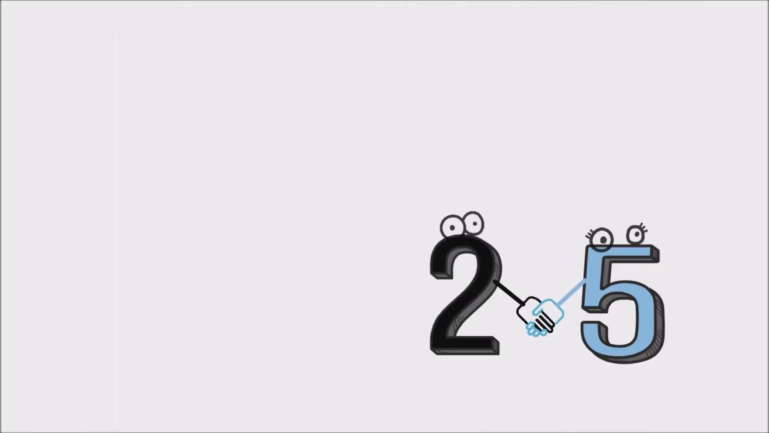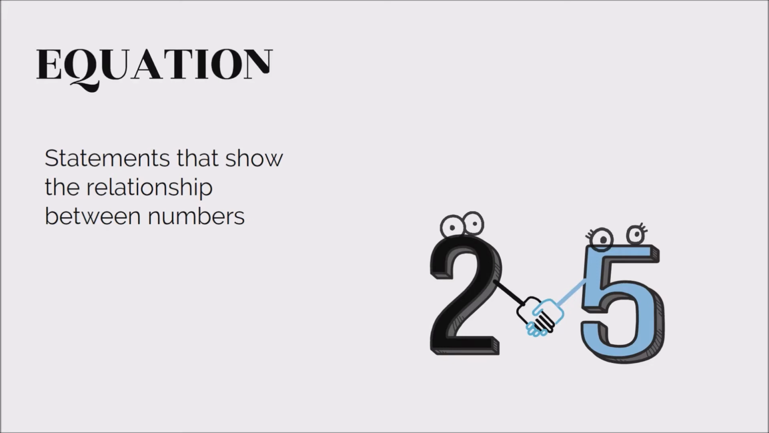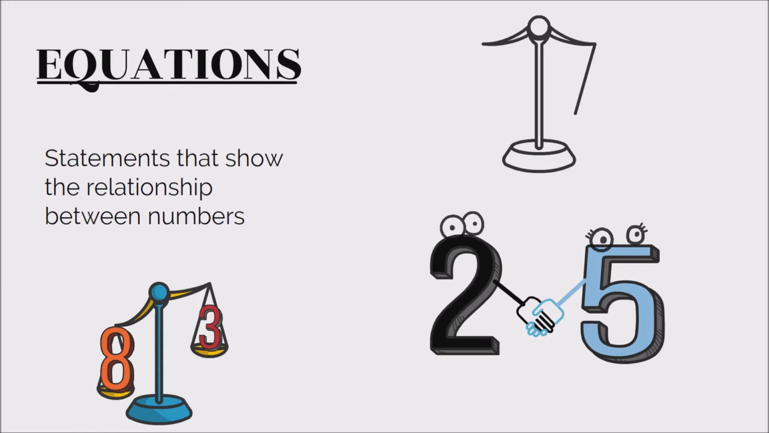Now, in math, we can express numbers in the form of statements that show the relationship between these numbers. These statements are known as equations. The greater than, less than, equal to, and not equal to are examples of symbols that we use to tell the relationship between two numbers or expressions. Now let's get into it by looking at some statements that involve these symbols.